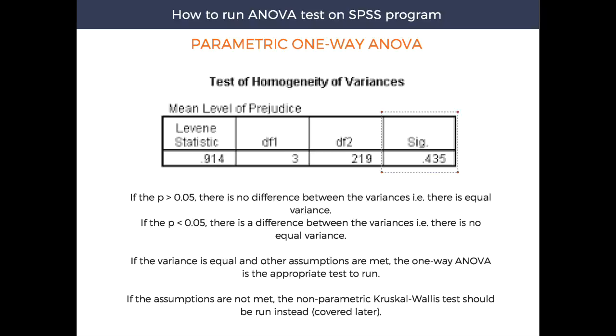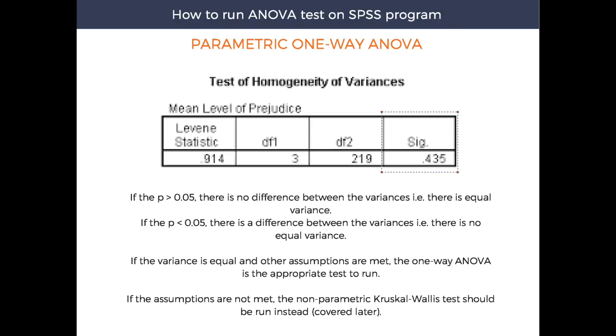Okay, so these are the different tables that we're gonna get. So the first table we're gonna get is for the Levene's test that we want to analyze. Levene's test, as I said earlier, tests the homogeneity of variances, i.e., are the variances equal, and which is one of the assumptions of the parametric one-way ANOVA test. So if p is more than 0.05, we say that there is equal variance. If p is less than 0.05, there is no equal variance. So in this slide, I've boxed up the p-value, which is the same as significance.